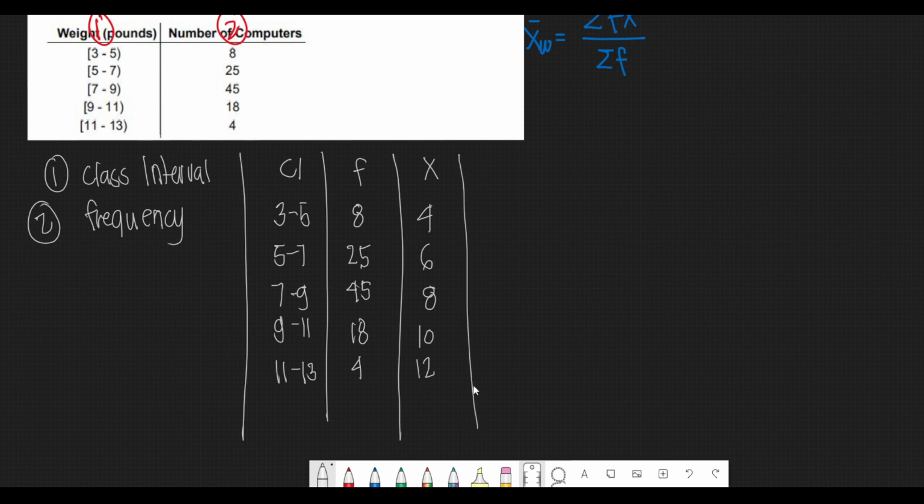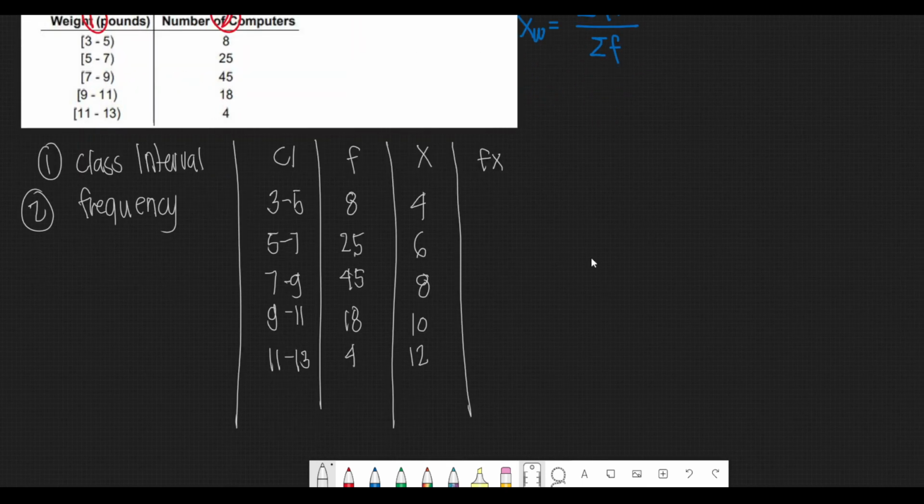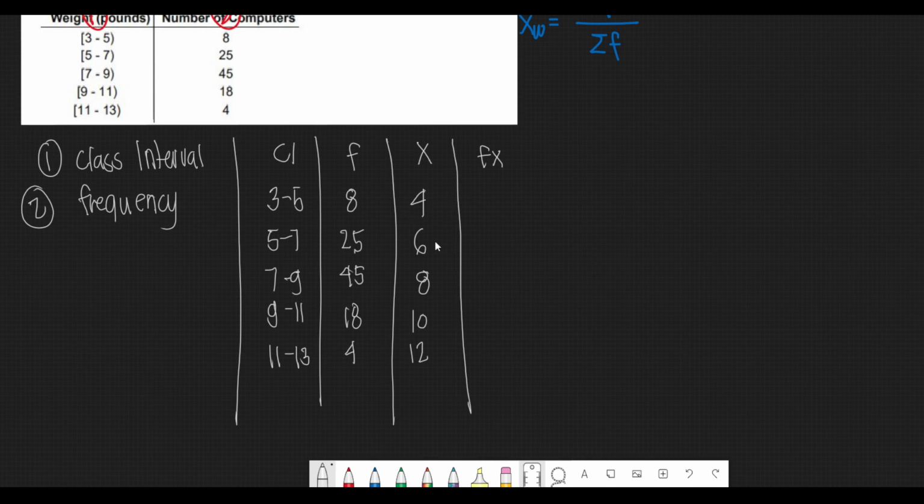After doing this, we need to find out f times x, because that's what's written on our formula. We need to know what's f times x. So f times x is simply 8 times 4. Okay, we multiply these columns. 8 times 4 is 32. 25 times 6, I need a calculator for that. That is 150. 45 times 8 is 360. 18 times 10 is 180. And this should be 48.